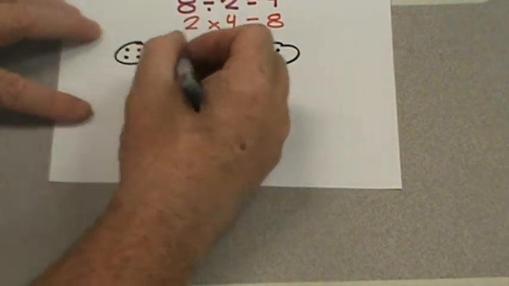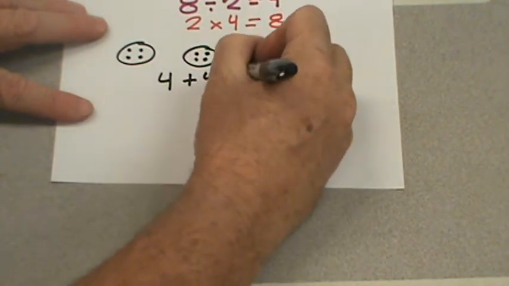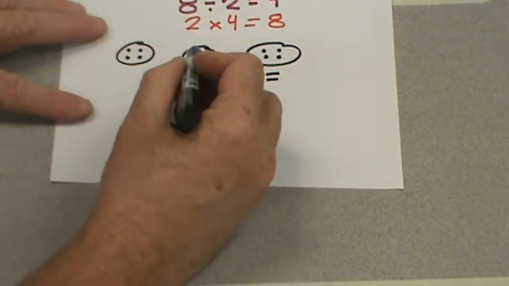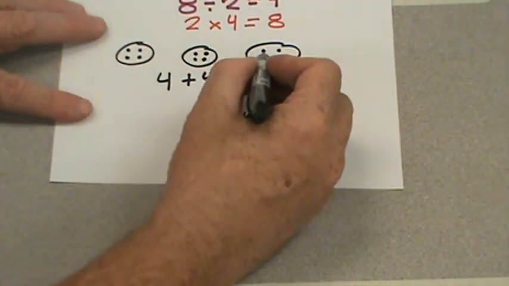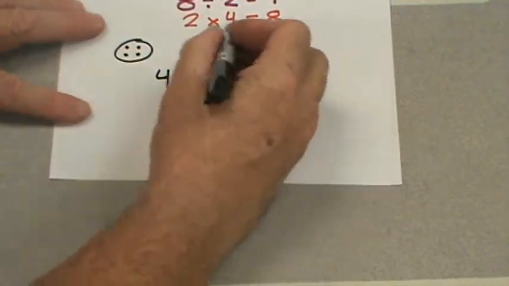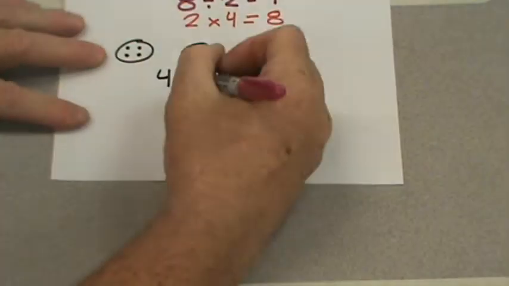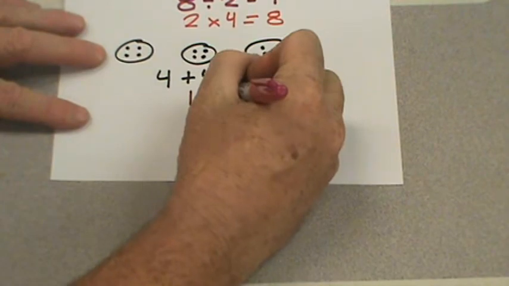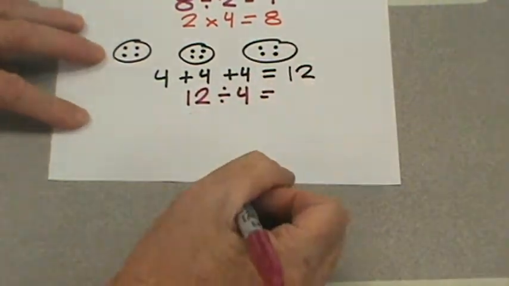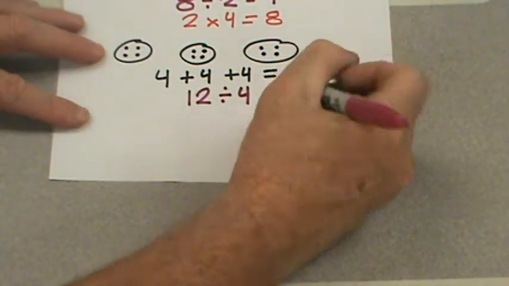And we'll start off with a repeated addition. 4 plus 4 plus 4 equals what? 1, 2, 3, 4, 5, 6, 7, 8, 9, 10, 11, and 12. Let's do division now. Let's take this total, which is 12, and let's divide it by 4. What will we get? Well, it looks like we have 3 equal groups of 4. So we would get 3.